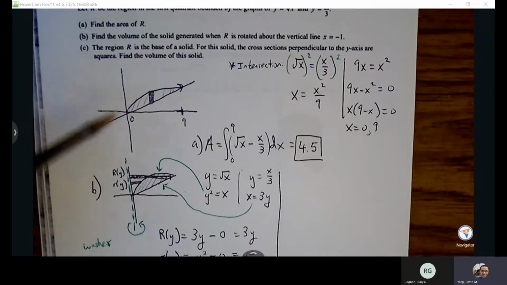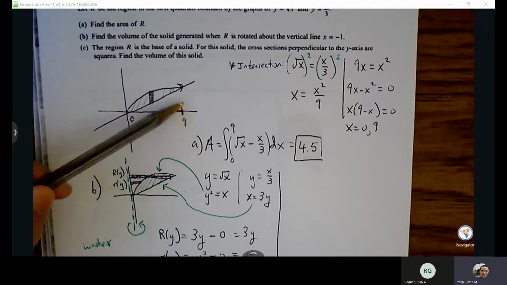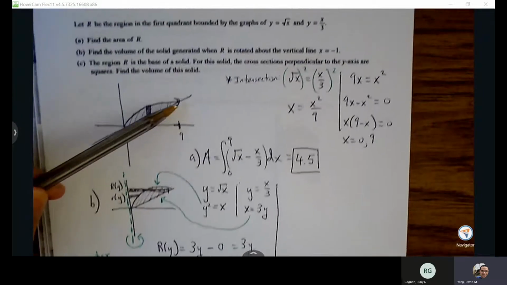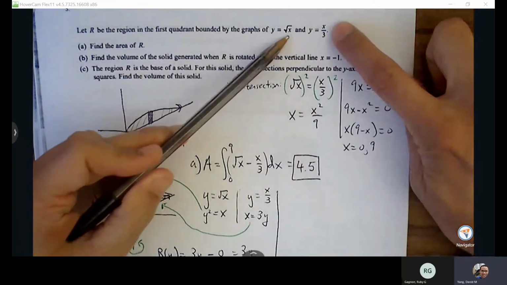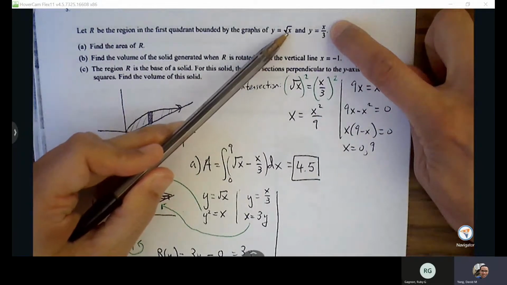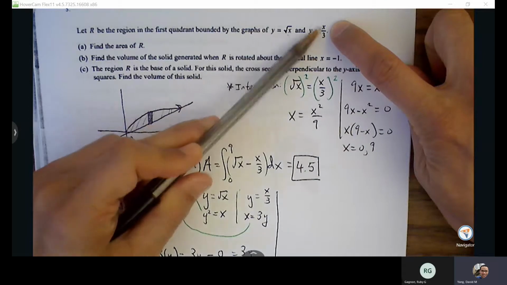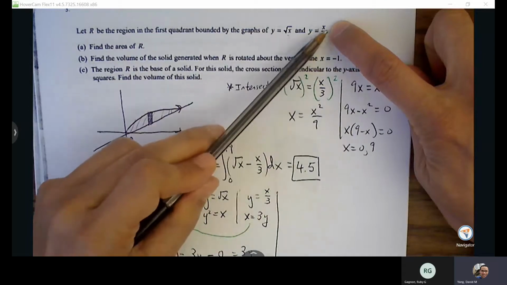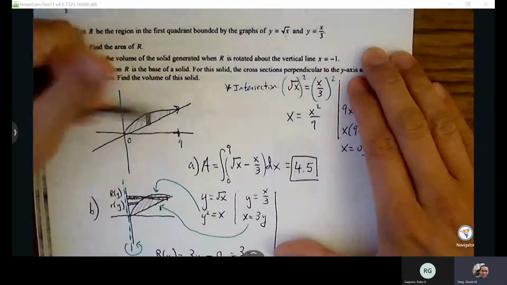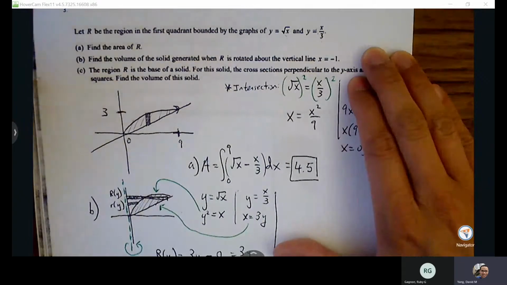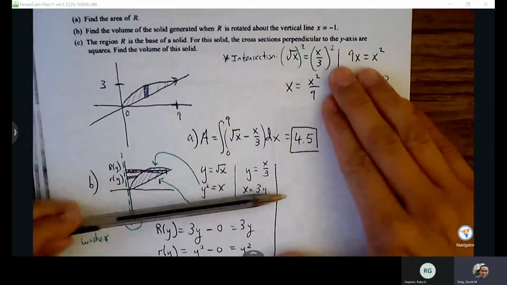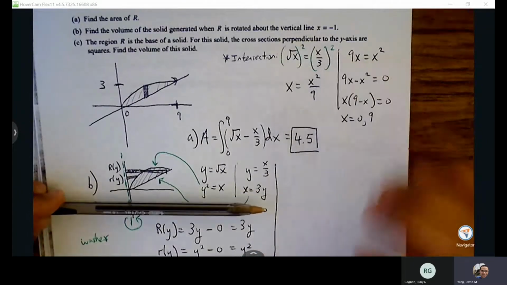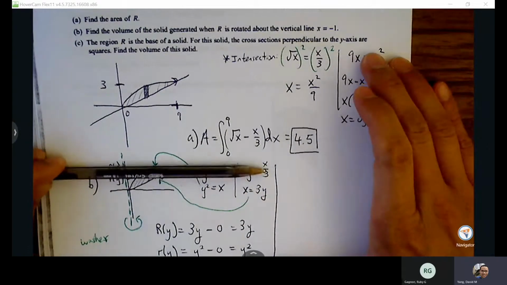Okay, our bounds as well. We know we can't use 0 to 9. We have to figure out what that highest y value is. You can insert 9 into either equation to get the y value. Square root of 9 is 3. I can put in the 9 for x. 9 over 3 is 3 as well. So we're looking for that y value, that 3, right? We're stacking these circular rings from 0 all the way up to 3.